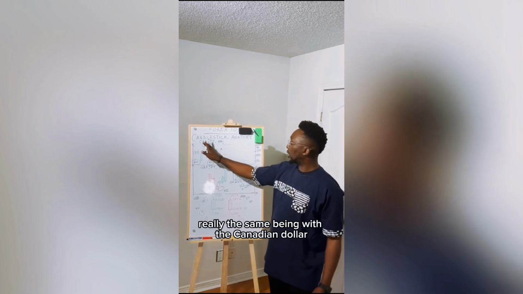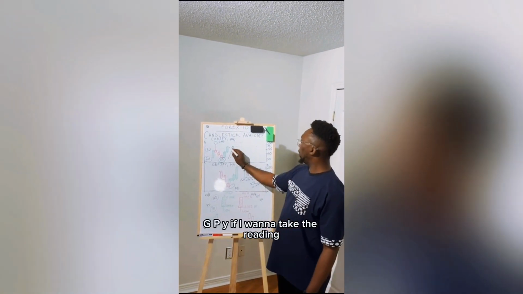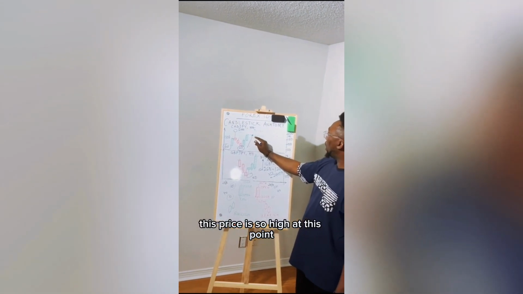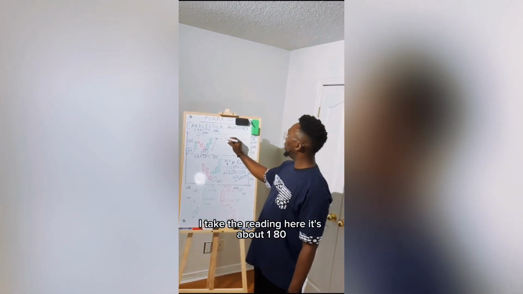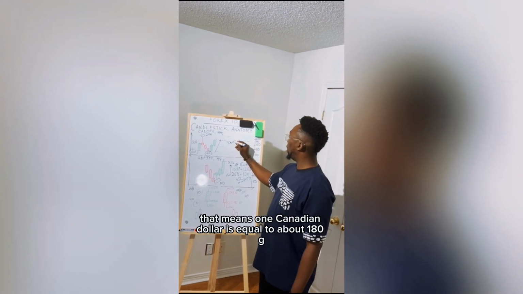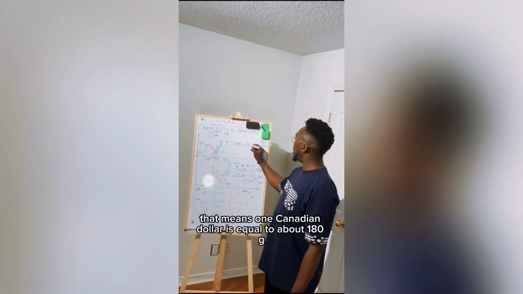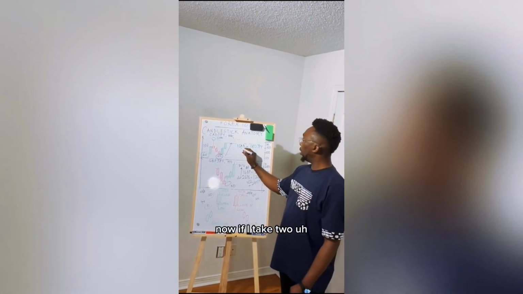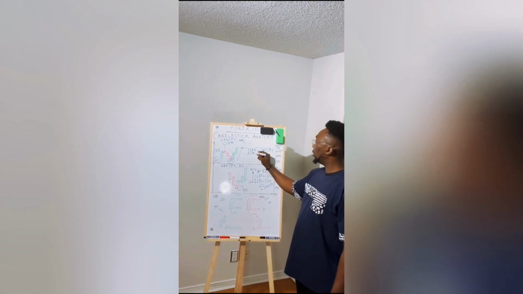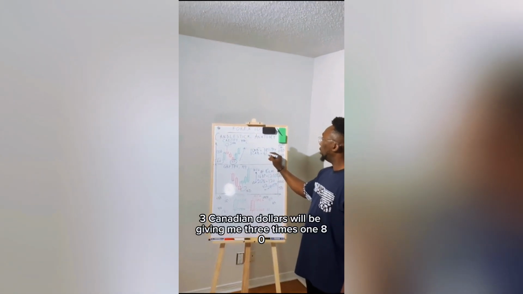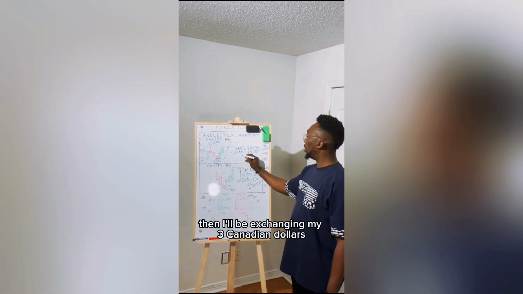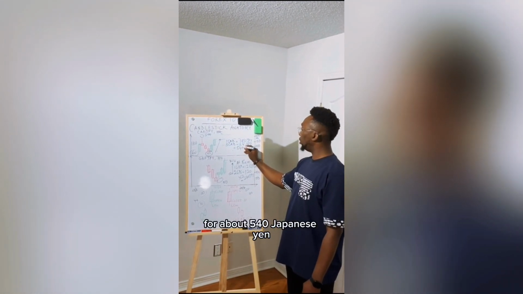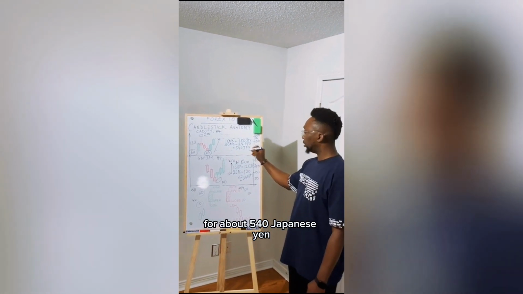The same applies with Canadian dollar JPY. If I want to take the reading, what's the current price here? I see that, oh, this price is so high at this point. I take the reading here, it's about 180. That means 1 Canadian dollar is equal to about 180 JPY. Now, if I take, let's say, 3 Canadian dollars, 3 Canadian dollars will give me 3 times 180. Then I'll be exchanging my 3 Canadian dollars for about 540 Japanese yen.